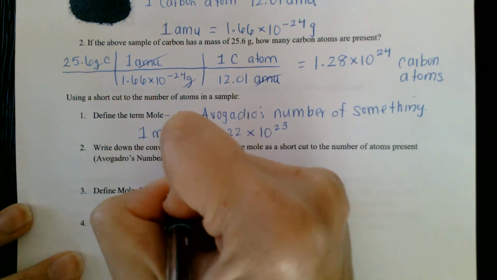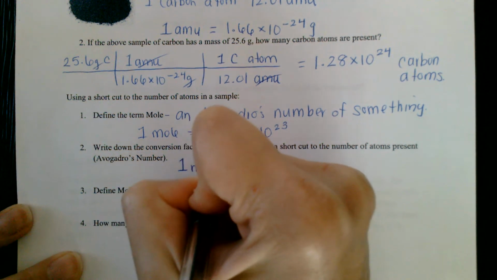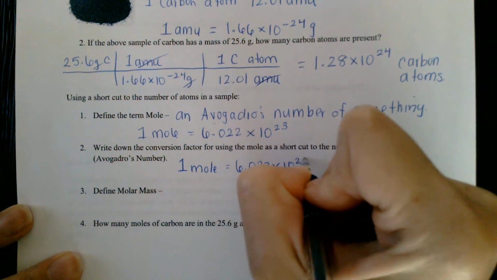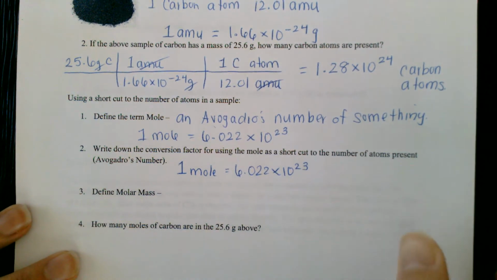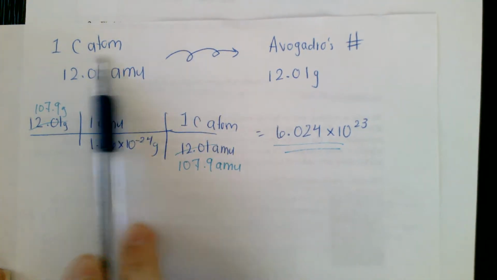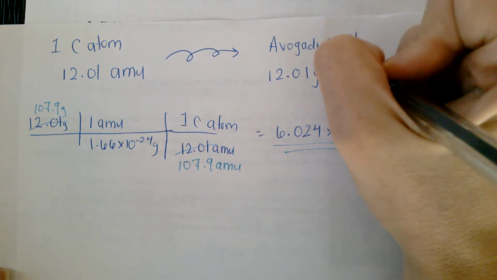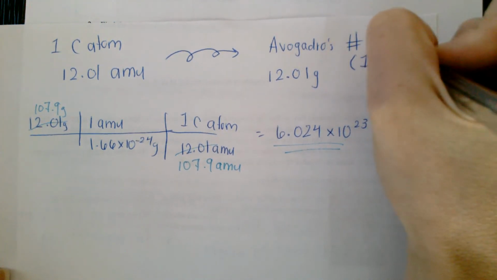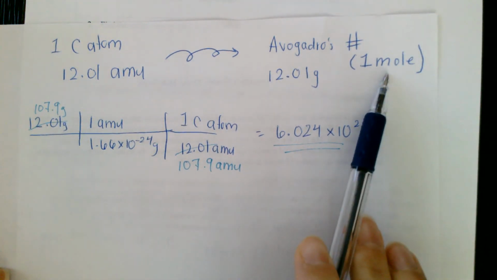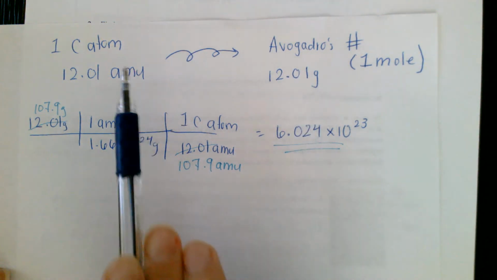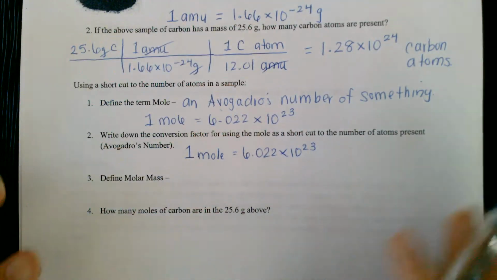So the shortcut for Avogadro's number is that 1 mole equals 6.022 times 10 to the 23rd of the object. So if we go back to the back here, for going from AMU to grams, Avogadro's number, or 1 mole. So 1 mole of any atom will give you the mass of that atom in grams instead of AMU. And we call that the molar mass.